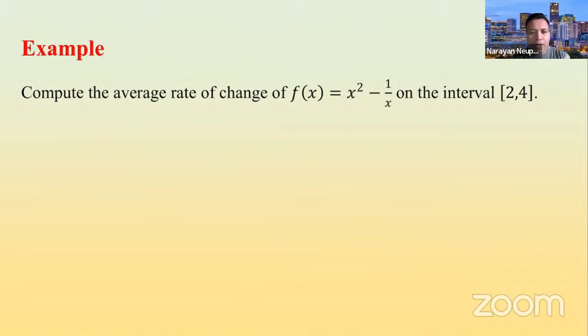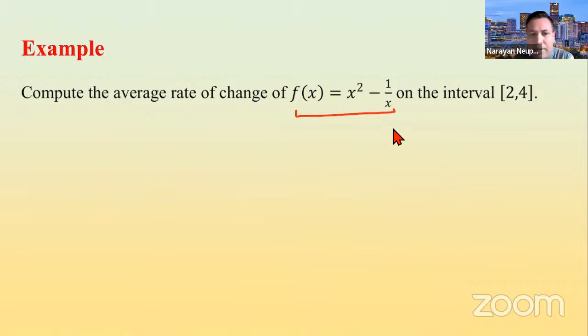Okay, now let's work on this. The question says compute the average rate of change, or the slope of the secant line. That's the meaning of that. For this function, f of x equal to x squared minus 1 over x, on the interval 2, 4. So we have the function f of x equal to x squared minus 1 over x. That's our function.